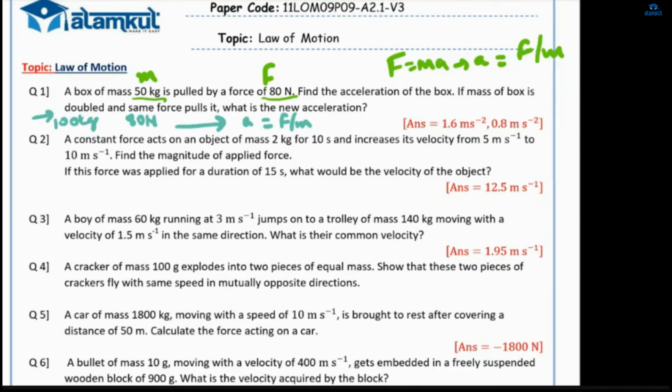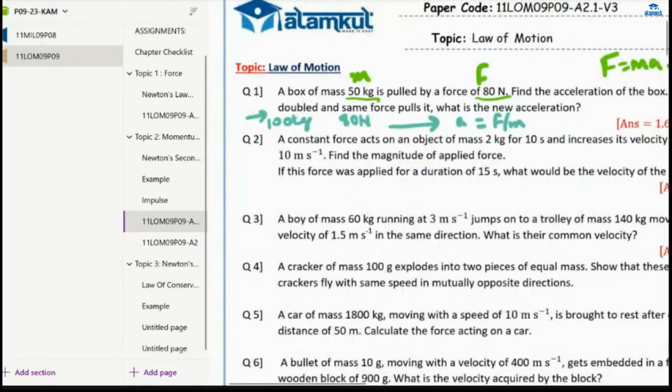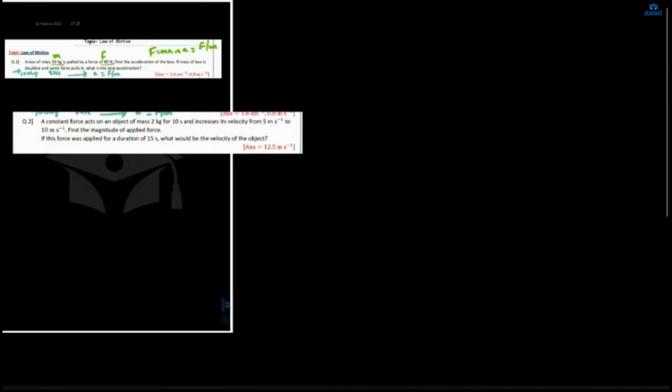A constant force acts on an object of mass 2 kg for 10 seconds and increases its velocity from this to this. Okay, now the second question. It means we are given which quantities?